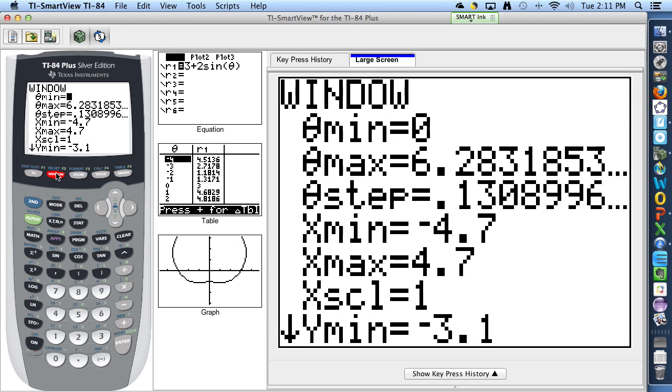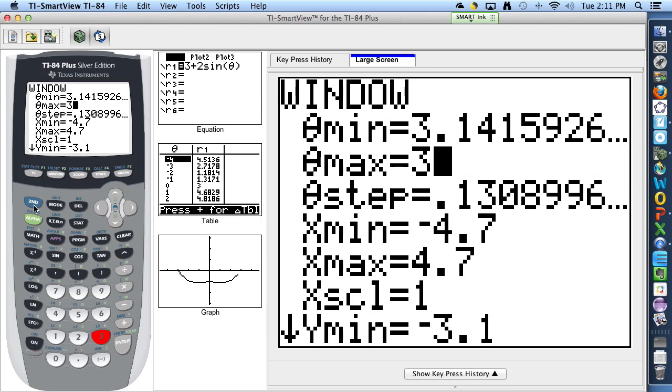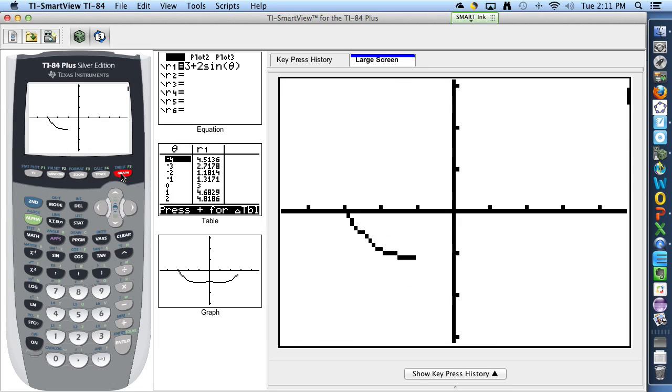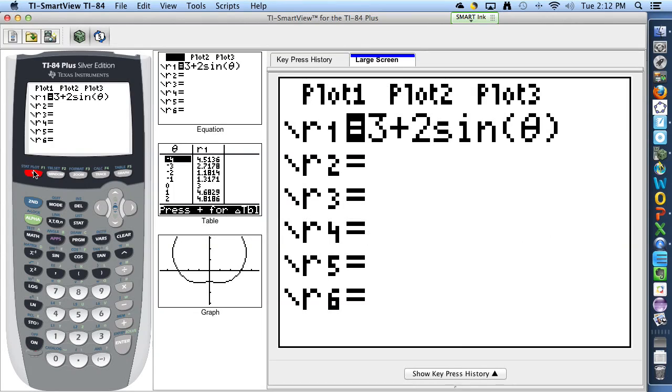You're asking about starting not at 0. We could let theta min be pi and let theta max be 3 pi. Watch the graph when it graphs. It just starts at a different spot, but it will complete it, because for this graph, the period is 2 pi. Because it's 3 plus 2 sine theta, the period's 2 pi.